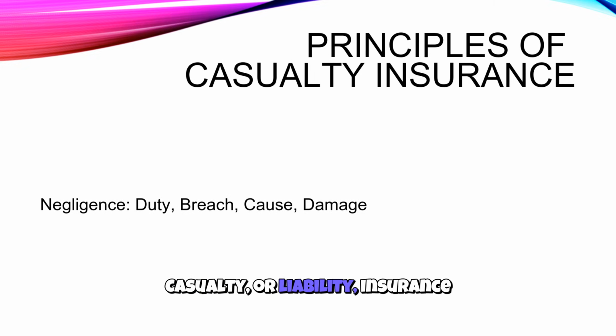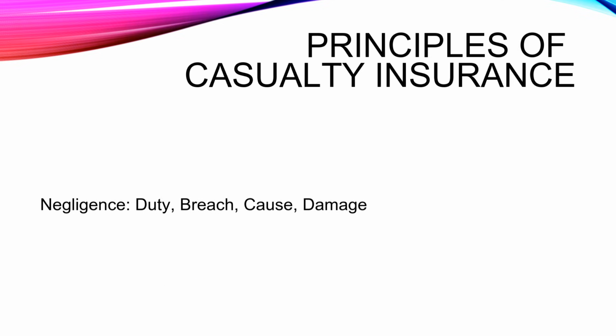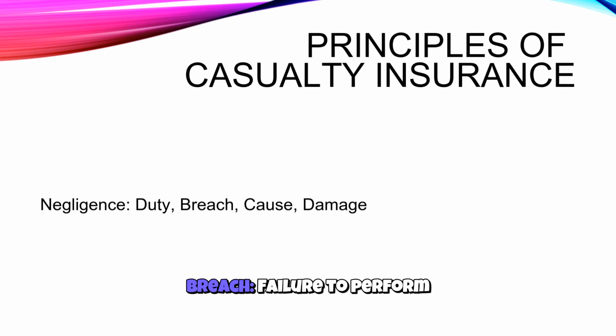Casualty or liability insurance protects you when you're legally liable for injuring others or damaging their property. Liability is based on the legal concept of negligence. For negligence to exist, four elements must be proven: legal duty, a duty to act reasonably; breach, failure to perform that duty; proximate cause, the breach directly led to the injury; and damages, an actual injury or loss occurred.